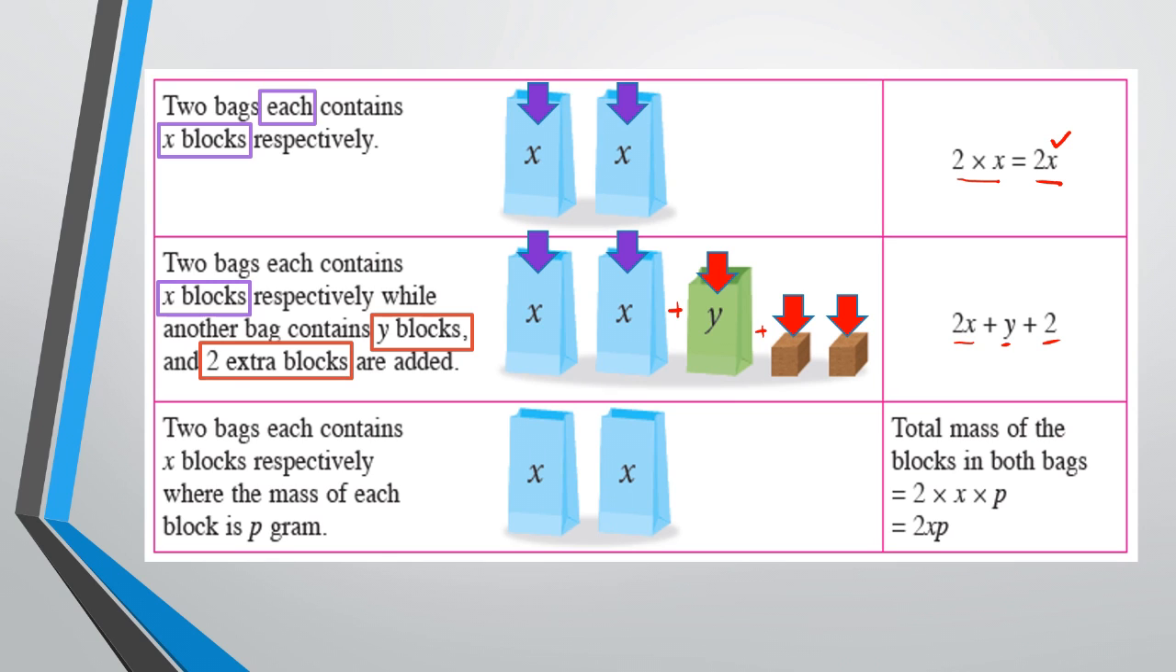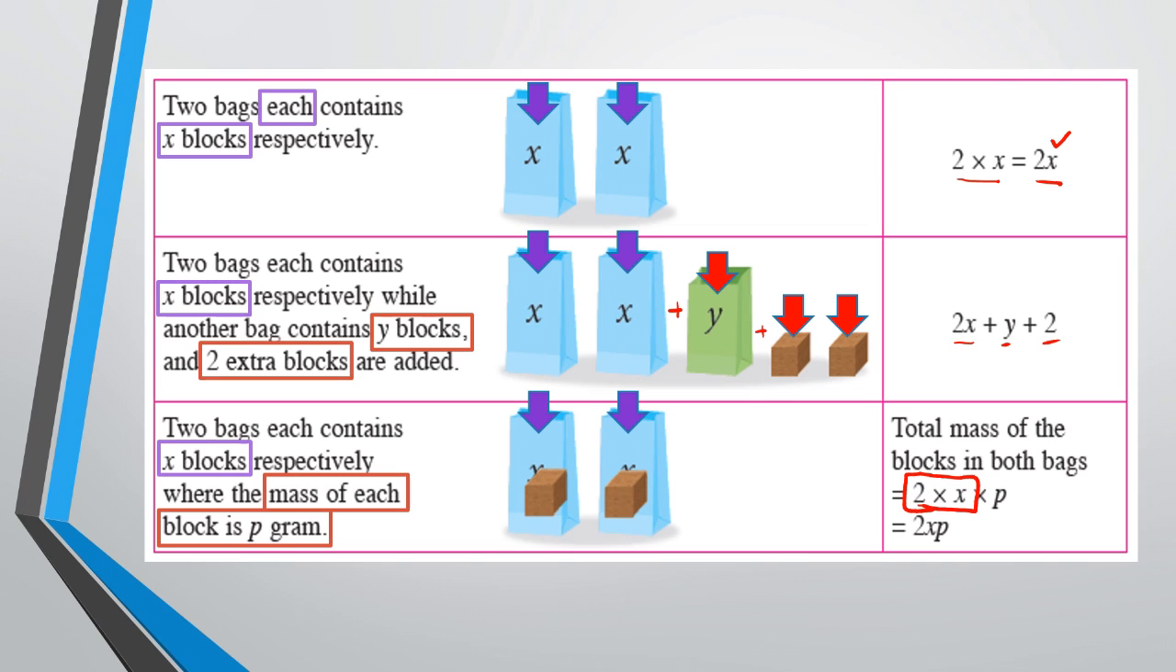Alright, and look at the last one. We have 2 bags, which means 2X, but there is some special information here. The mass of each block is p grams. So for the blocks inside the bag, we don't know how many, but we only know the mass of each block is p grams. So you have 2 bags, 2X, and in each of them we don't know how many blocks, but we only know each block is p grams.